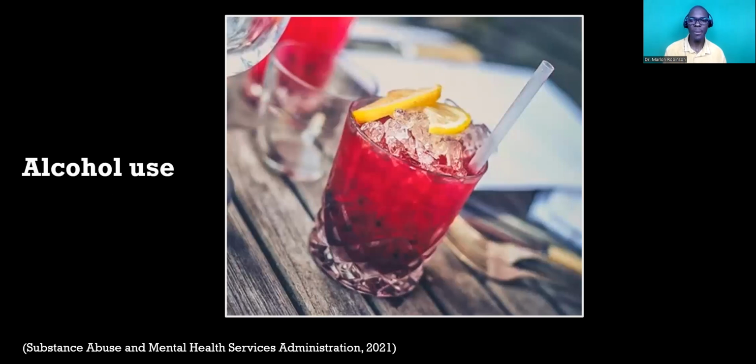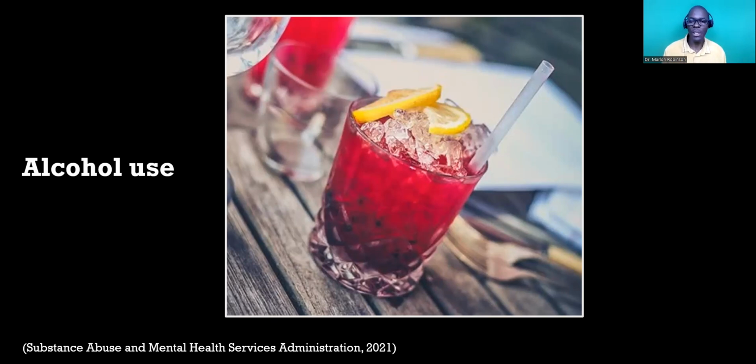In 2020, 50% of people aged 12 or older, or 138.5 million people, used alcohol in the past month. So how many? 50%, which is 138.5 million. And that is age 12 and older. Those are the current users, 138.5 million individuals from age 12 and older.